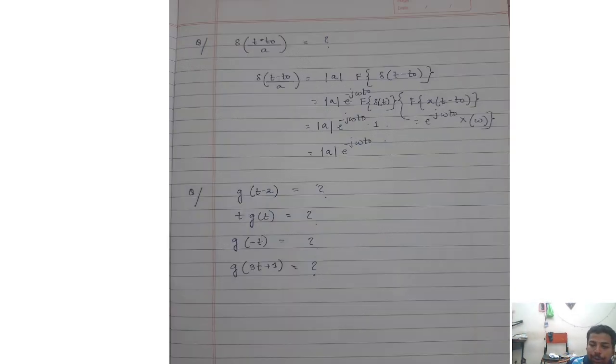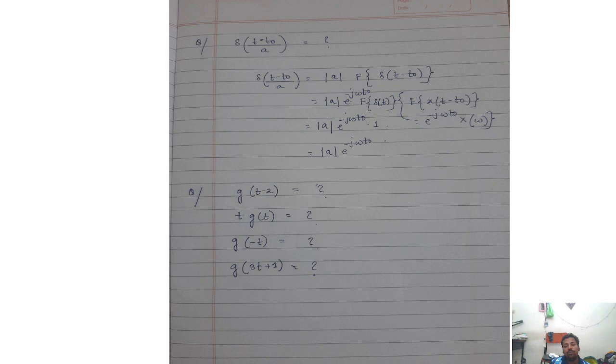Let's have another problem. We have again an impulse function, and the function can be stated in this manner. So this is del((t minus t naught) divided by a), where a is nothing but a constant. So del((t minus t naught) divided by a) can be written as modulus of a into the Fourier transform of del(t minus t naught).